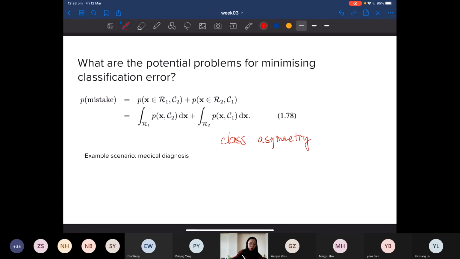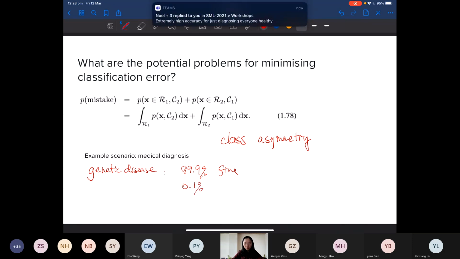Suppose you're a data scientist helping to analyze some genetic disease. Among the patients who come to the clinic, 99.9% of the patients are fine, and 0.1% of the patients have the problematic gene, right?